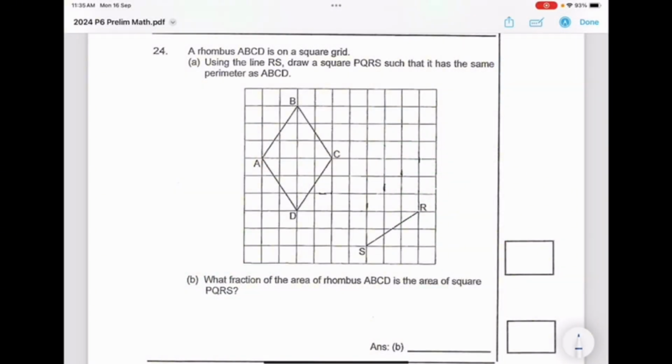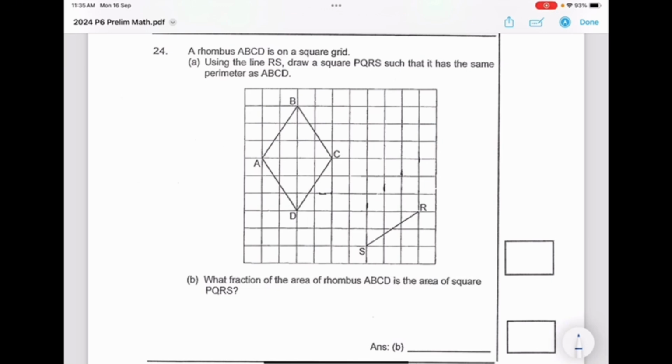Jumping right into question number 24, let's read the question. A rhombus ABCD is on a square grid. Alright, let's look at part A. It says, using the line RS, draw a square PQRS such that it has the same perimeter as ABCD.